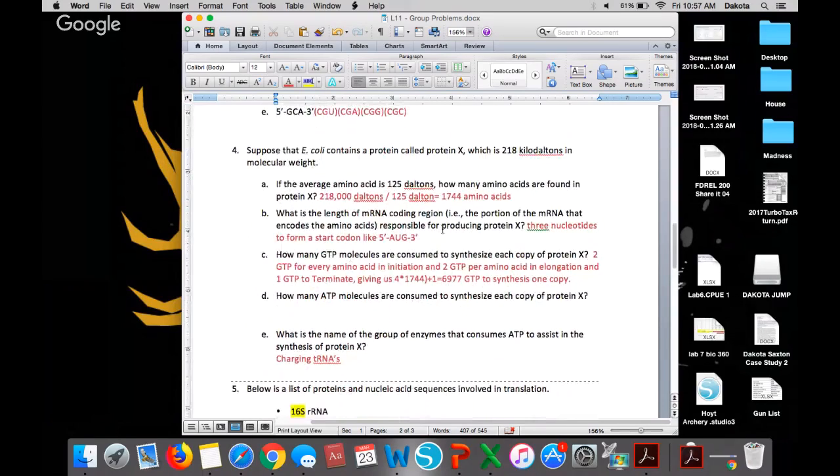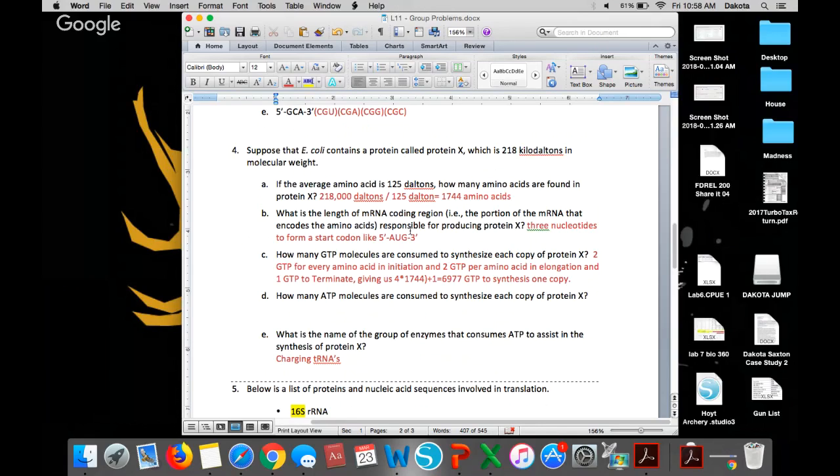And then number 4, we had to do a little bit of research to figure this out. Number 4 was basically just some math problems, and we hopefully did this right. We'll see if we did. It says that the average amino acid is 125 Daltons. So we did 218 kilodaltons times 1,000, which gives you 218,000. Divide that by 125 to get 1,744 amino acids. And then from there, it is three nucleotides to form a start codon. The example is the 5' AUG 3', and that's the length of it.